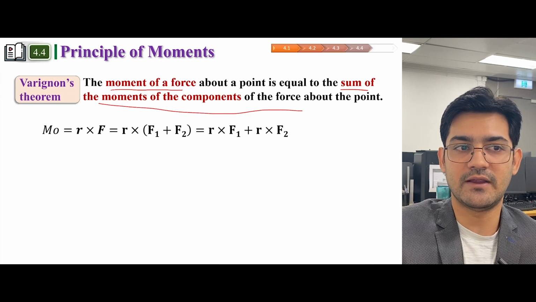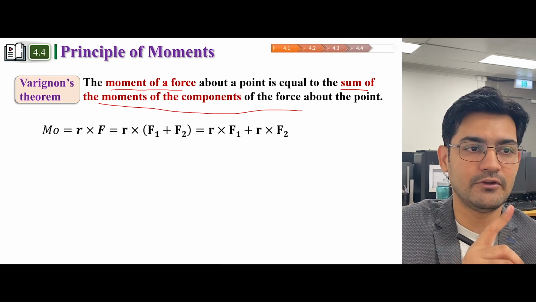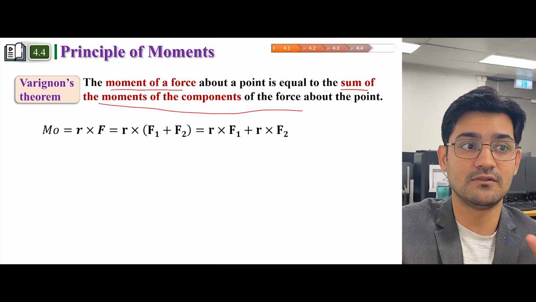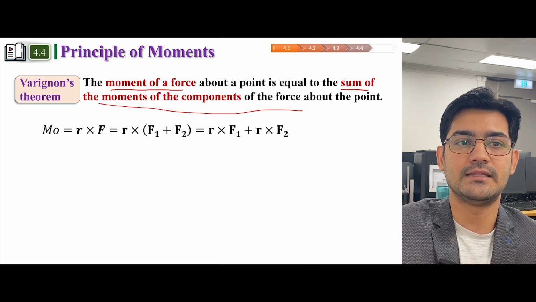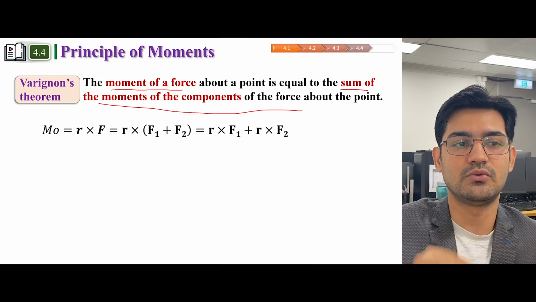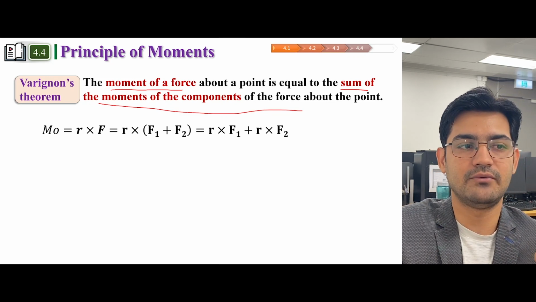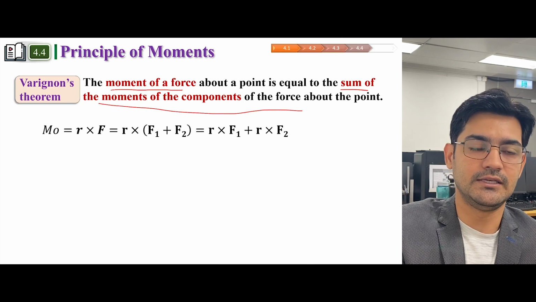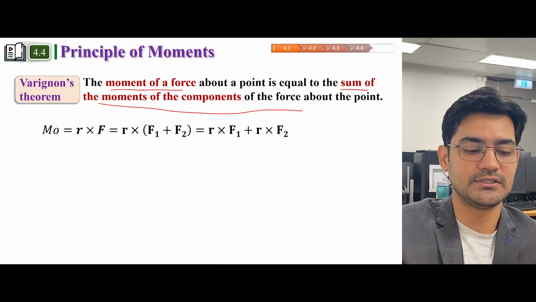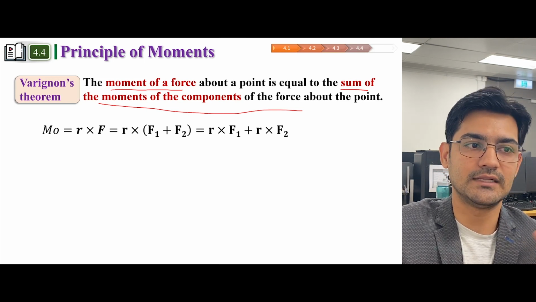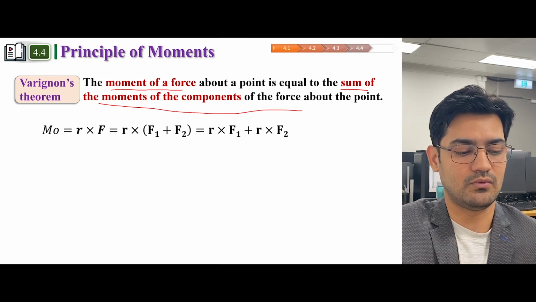So the example which we have done previously, we don't need to do it this way. We have an easier way, that is, first we resolve the forces into its components, and then we can use these components to calculate the moments. So in this way it would become easier to calculate the moments, and we will discuss this in the upcoming chapters where we'll discuss internal forces. So we'll also calculate moments, and that's the nice way to calculate moments.